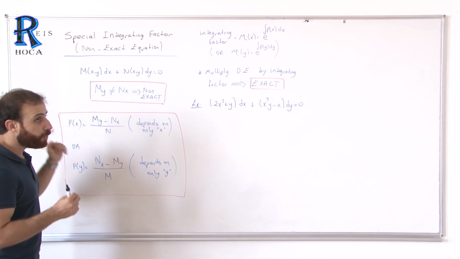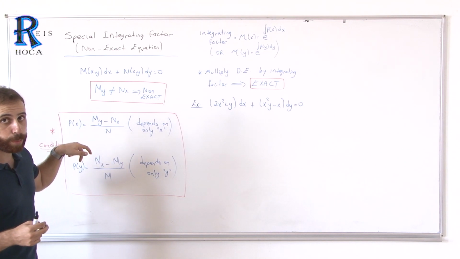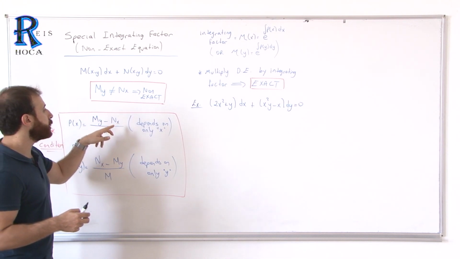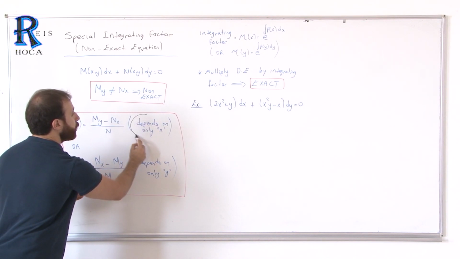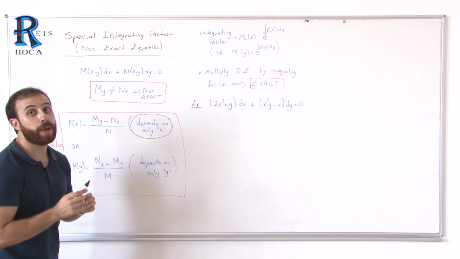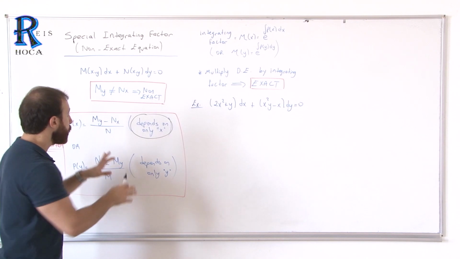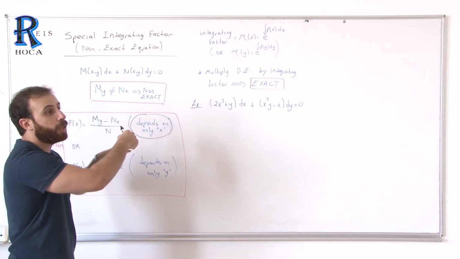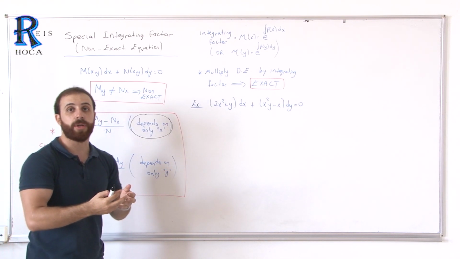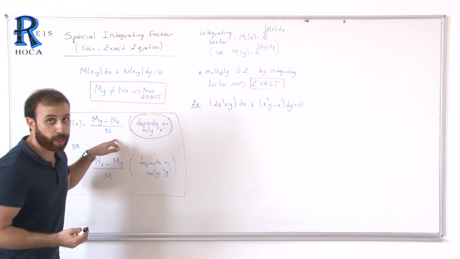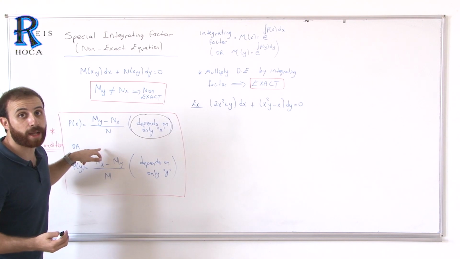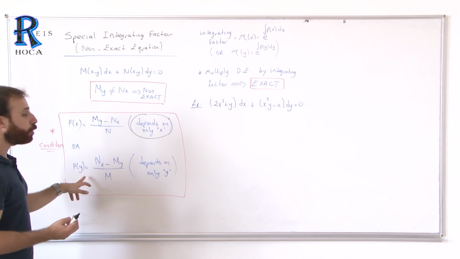We will create a new function, px or py. Px is my minus nx over n. But what's the condition about px? This function must depend on only x. If it works, we can calculate the integration factor, that is, we can use the special integration factor method. If it is not working, we will try another alternative function, which is called py.